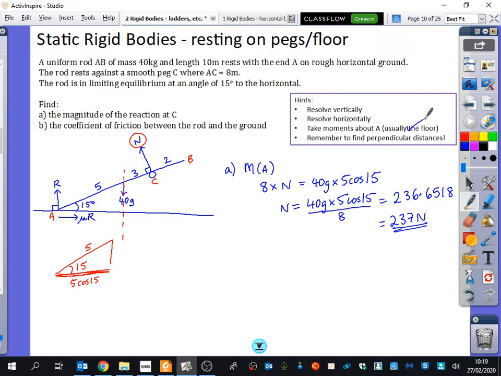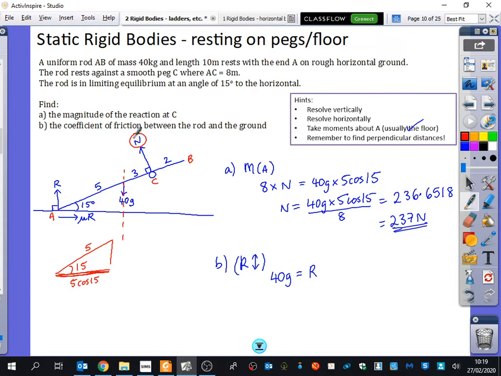We've taken moments. There's only 2 things we can do now. Part B of the question says, find the coefficient of friction between the rod and the ground. I might not know where to begin, but I've only got 2 things to do, so I'm going to do 2 of these things. I'm probably going to resolve vertically first, going up and down. Some of these are dead easy. My downward force is 40g. My upward force is R, but then I've got something a bit tricky over here.